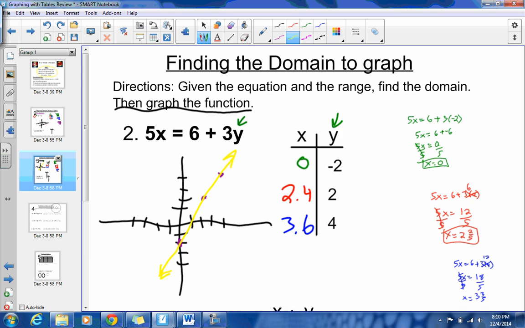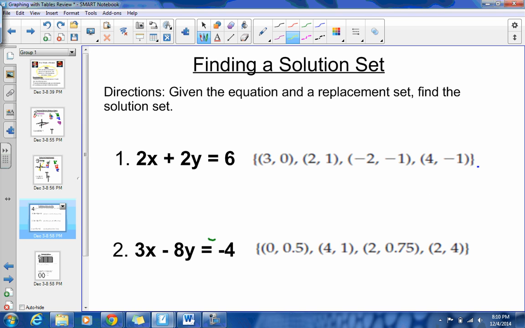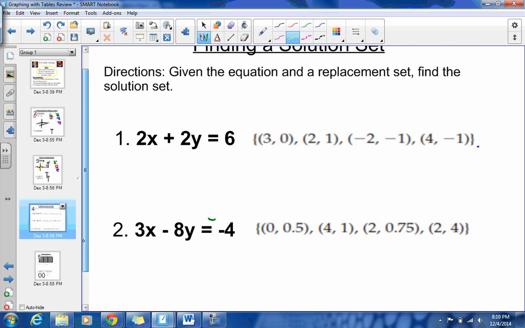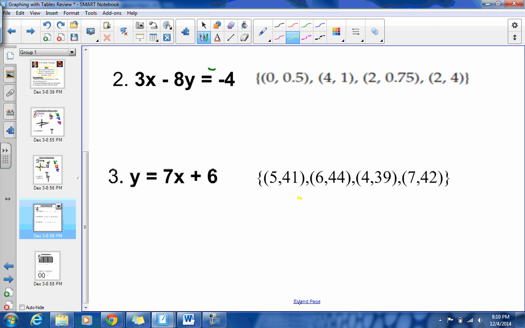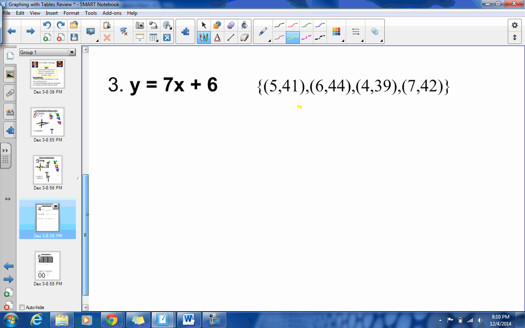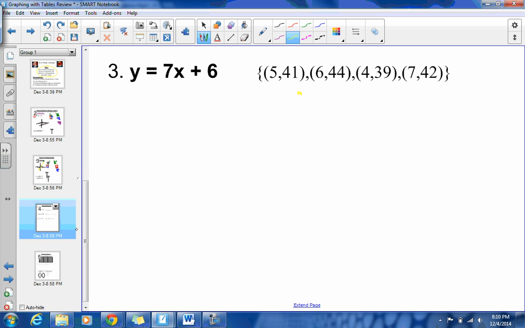All right, so then the last problem that we're going to do here is finding the solution set. You're given a replacement set, and we need to find the solution set. For this one, I might as well do number 3. I did number 1 for the first one, number 2 for the second one. I'll do number 3 now. So let's find the solution set.